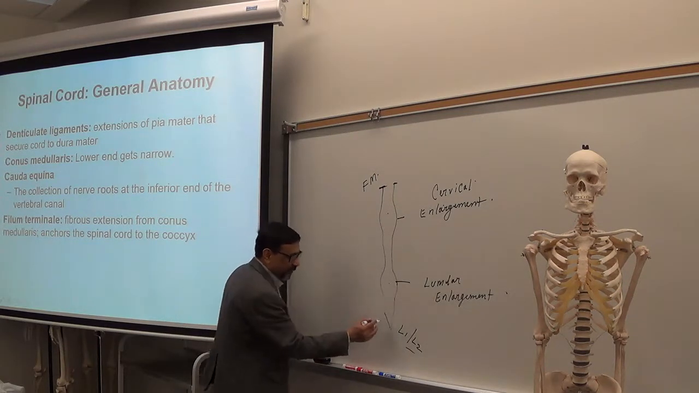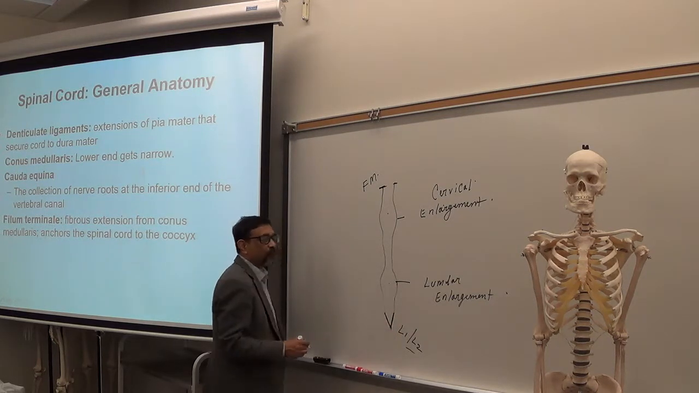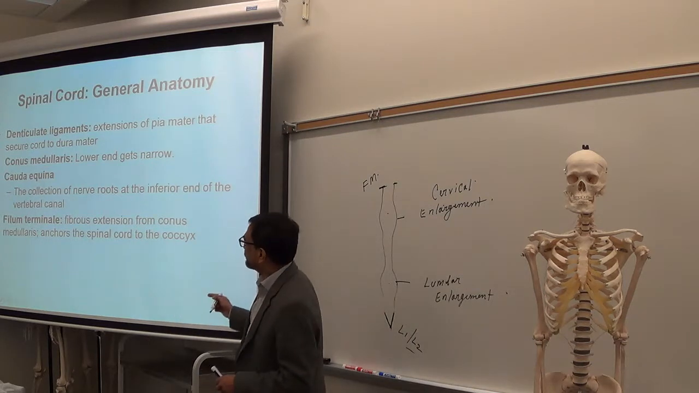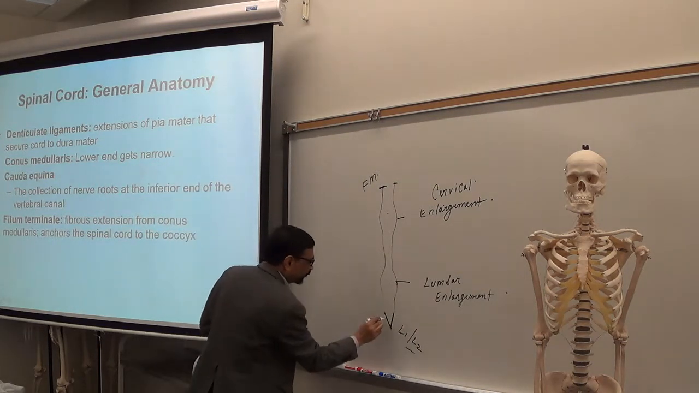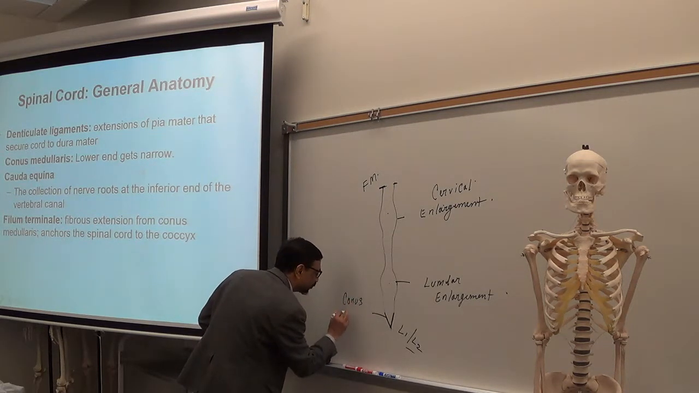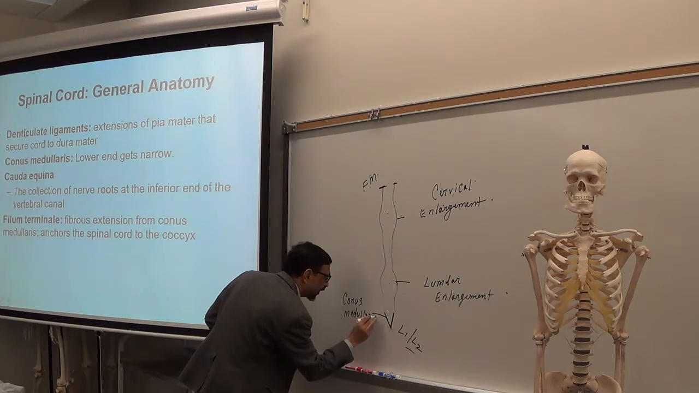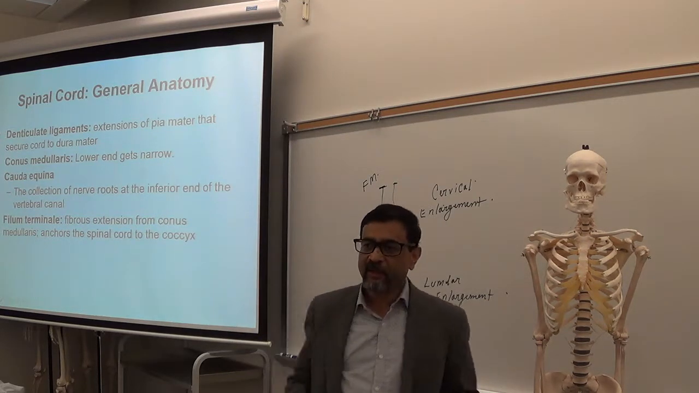Then, if you see the lower end of the spinal cord, it is cone shaped. That is called conus medullaris. Cone shaped lower end of the spinal cord.